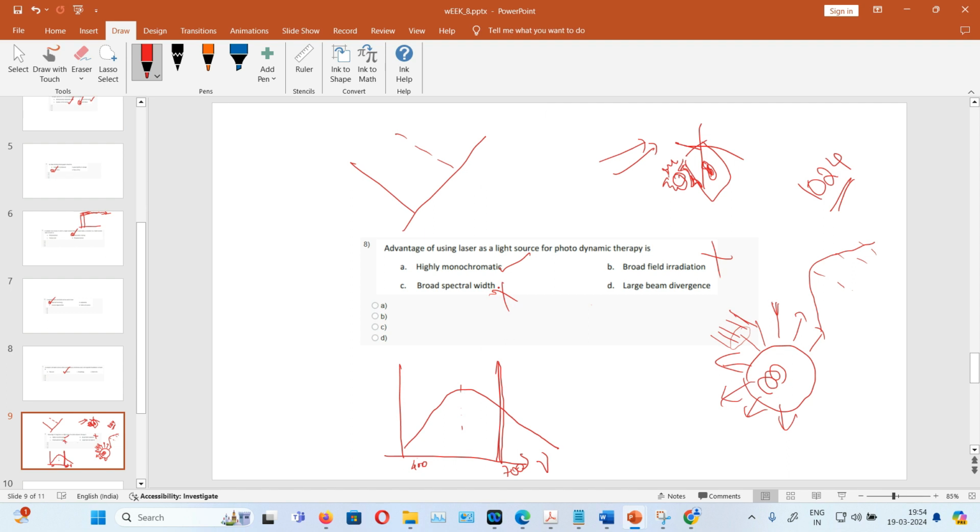Large beam divergence. One of the properties of a laser beam is that when the laser is emitted from the source, it can go over a long distance in a parallel manner.